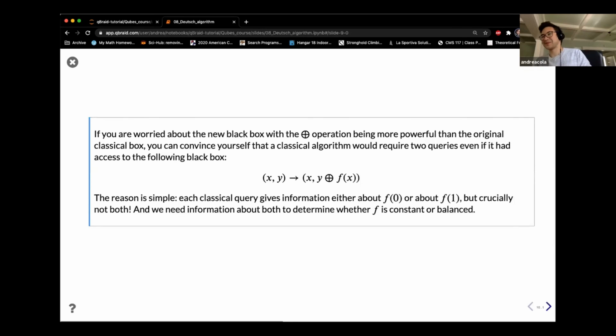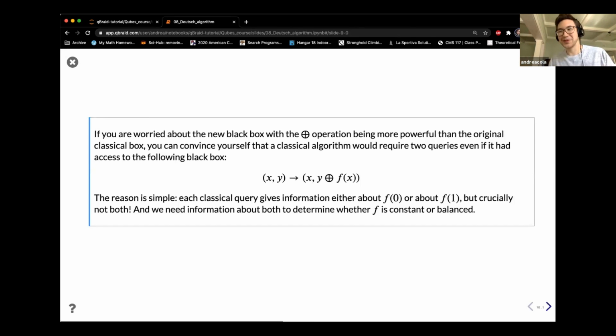I'm sorry, I guess this is advanced, but then how are we getting that information with the quantum computer? I will get to this in a moment. Hopefully this makes you feel a bit better that the black box we're giving in the quantum case is not so much more powerful. Even if we gave this, what I wrote here, in the classical case, you still would need 2 queries, whereas quantumly we'll see we only need 1. So it is still a little bit more powerful.